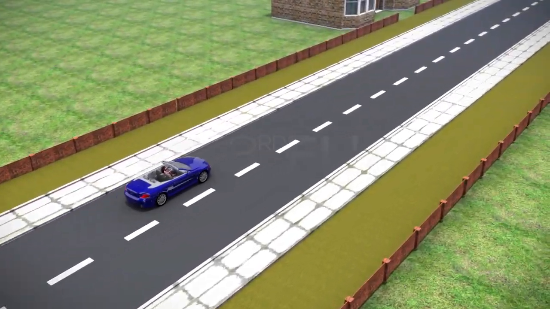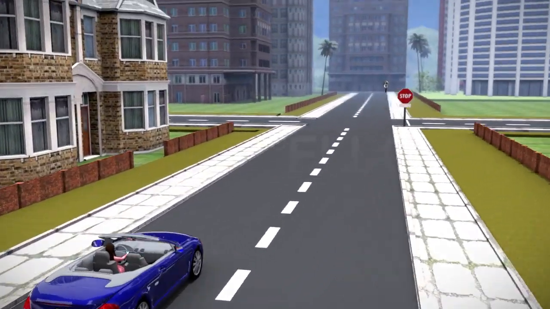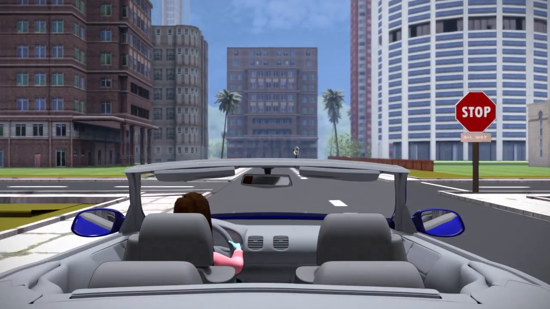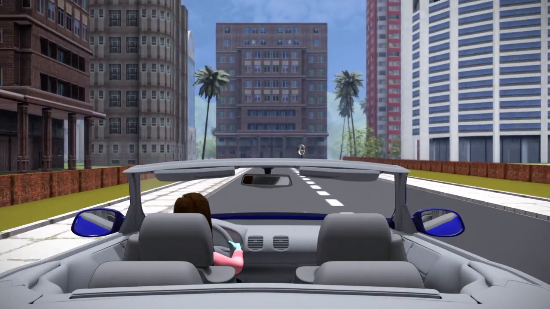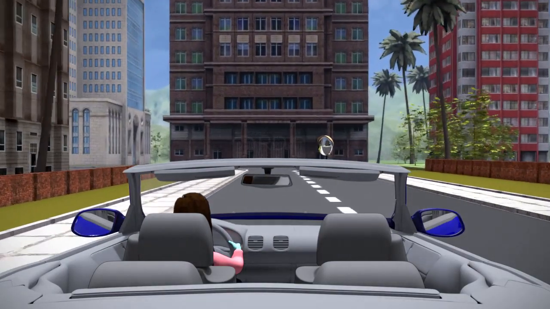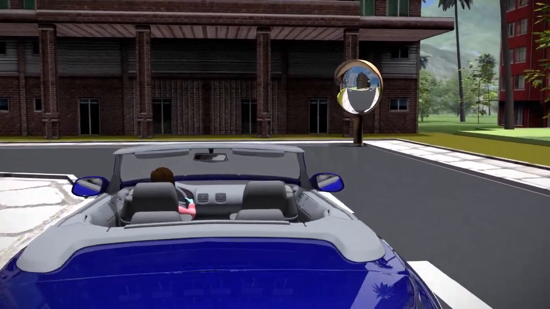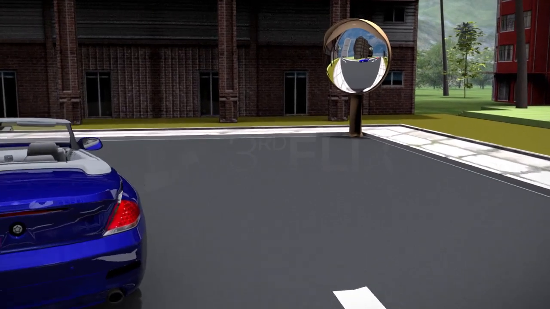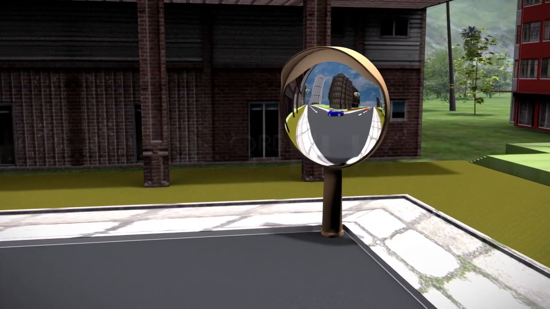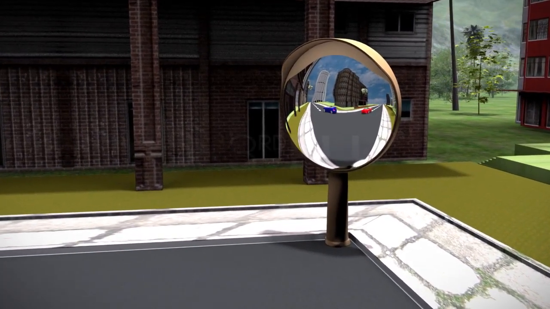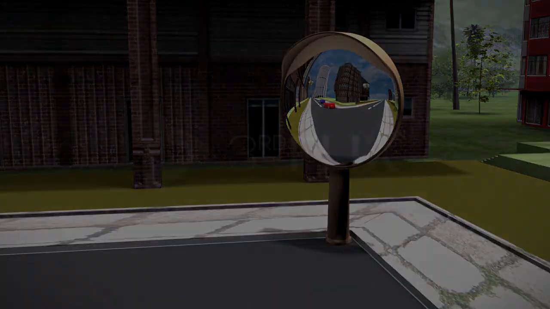Most common examples of convex mirrors are passenger side wing mirrors of cars and road safety mirrors. These types of mirrors have wider fields of view when compared to the flat mirrors. On the downside, objects generally appear to be smaller than they actually are.